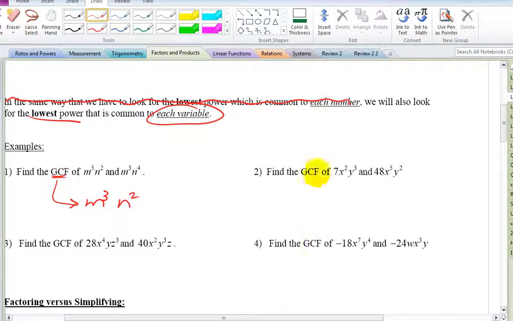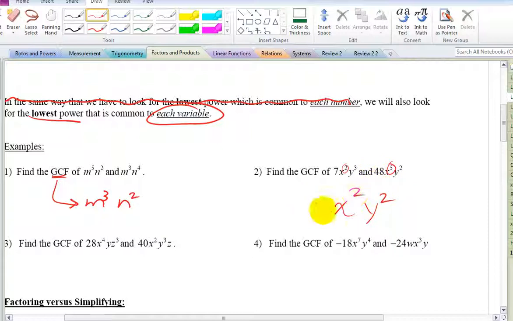So let's look at number 2. What letters are in both terms? There's an x in both of them. What's the lowest exponent on the x? 2. Yeah, 2 is lower than 5. Pretty easy. Looking at the y, which one's the lowest exponent? 2. Now what about the numbers 7 and 48? Is there a GCF with that? What is it? It's not. If it was a 49, yes, but it's not.